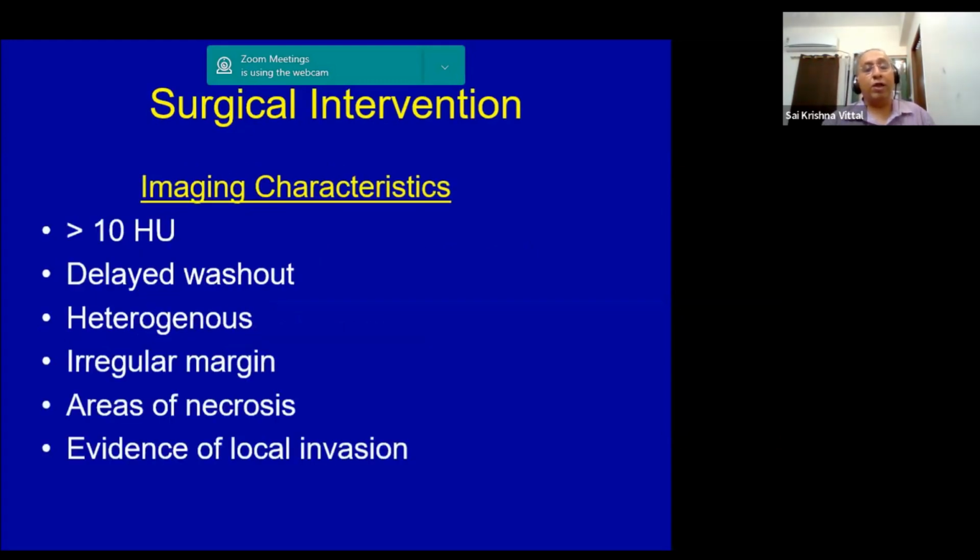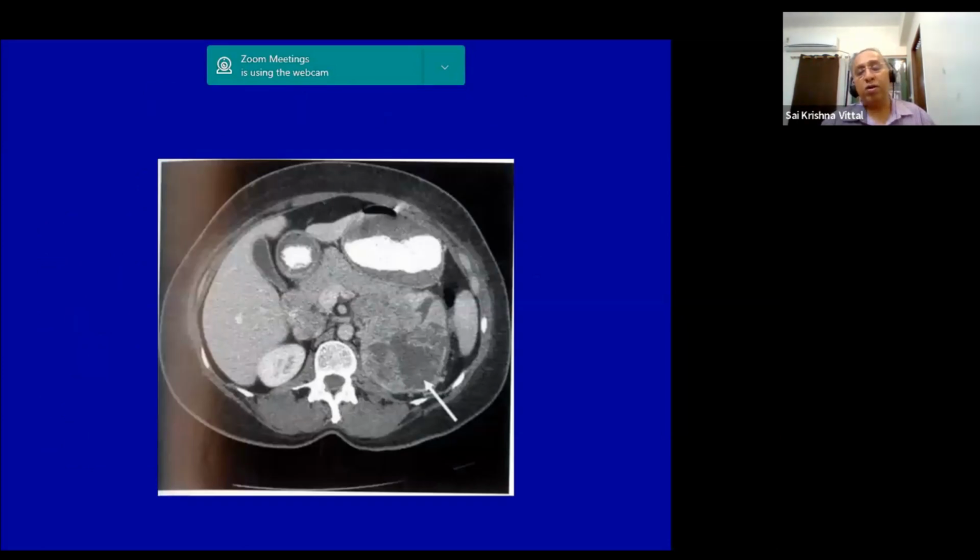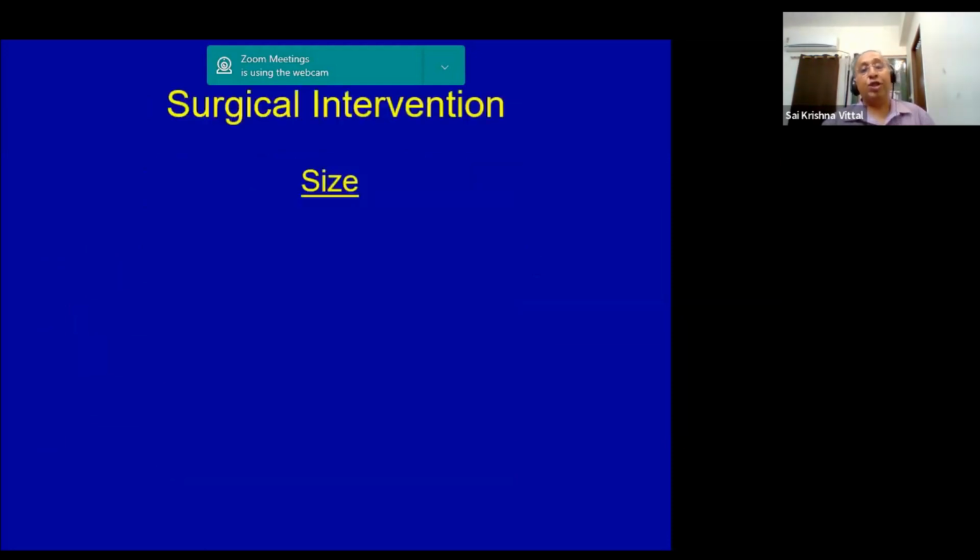Imaging characteristic wise, what are the suggestions of malignancy? More than 10 Hounsfield units, delayed washout, heterogeneous appearance, irregular margin, areas of necrosis, evidence of local invasion. These are pointers to carcinoma. This is what a typical feature of an ACC you will find. I'm sure many of you would have seen an ACC.